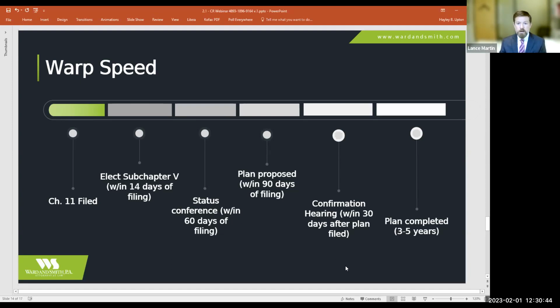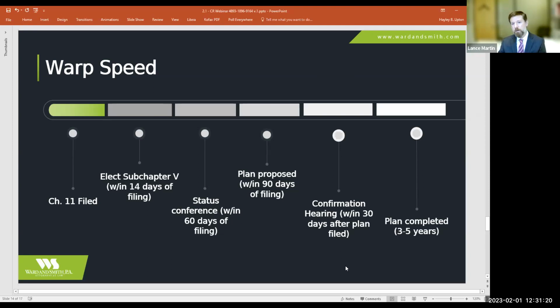Once the plan is filed, the court's going to set a confirmation hearing, and typically he or she is going to set it within 30 days of the plan filing date. So you're talking about 4 months from the date the case is filed, in which you need to be in court with your counsel arguing, if you're going to oppose the confirmation plan. Within 4 months, you could be arguing it in front of the judge. And that's what the statute requires.